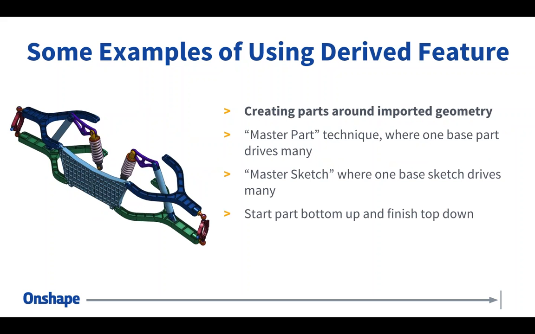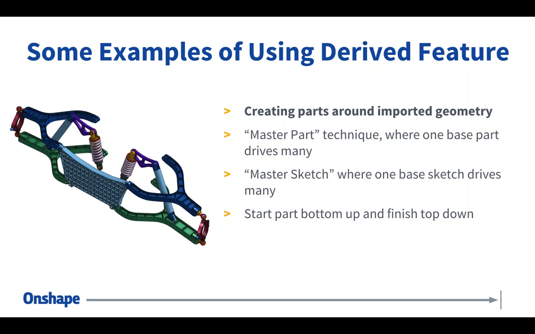Some examples where you might use a derived feature. And I think one of the most common is creating parts around other geometry. And I say imported geometry. I think that's a common scenario. Maybe I've gotten a bunch of models from another vendor, perhaps, and I need to build some frame that holds them, for example. So creating parts around imported geometry is common, but really think of creating parts around geometry from some other tab or some other document.